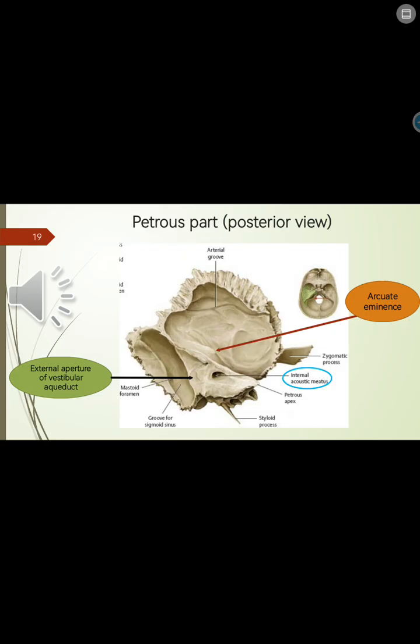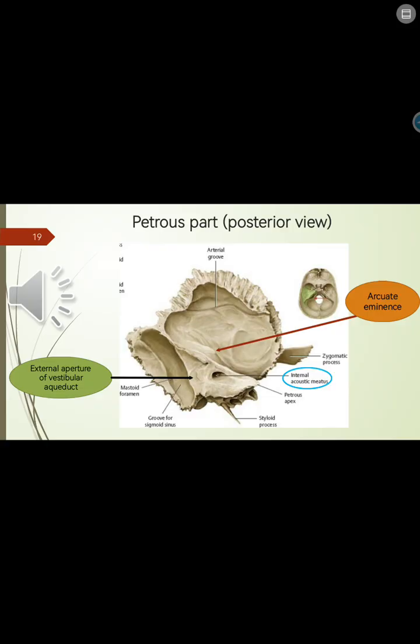In this picture, we can see the anterior surface and posterior surface of the petrous part. I show you the arcuate eminence here with red color. What is the arcuate eminence? The arcuate eminence is raised by the superior or anterior semicircular canal of the internal ear, and you can find it on the anterior surface of the petrous part.